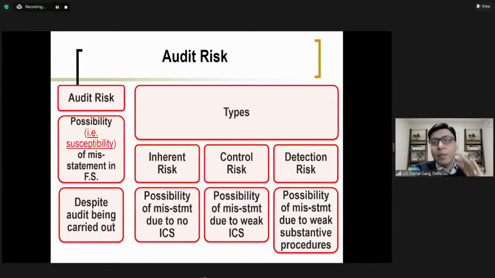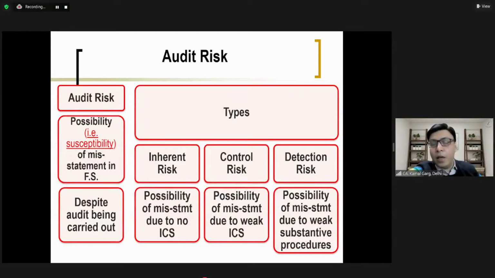I repeat, as a layman, misstatement is the difference between what is required to be done and what was done. For example, inventory was required to be valued on FIFO basis, but inventory was valued on LIFO basis. So the question is, whether LIFO basis is permitted? The answer is no. Accounting Standard 2 prohibits usage of LIFO basis. Similarly, Ind AS 2 also prohibits usage of LIFO basis. So the company was required to value the inventory on FIFO basis, but the company valued the inventory on LIFO basis.